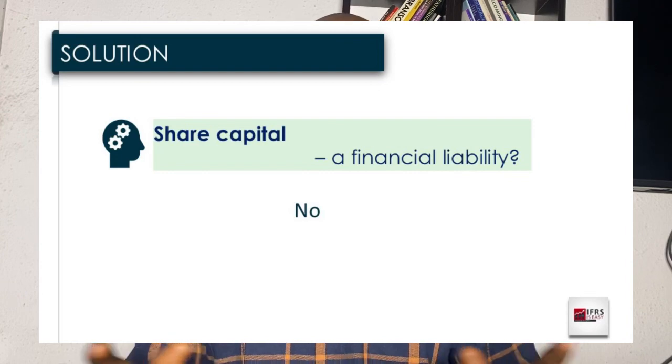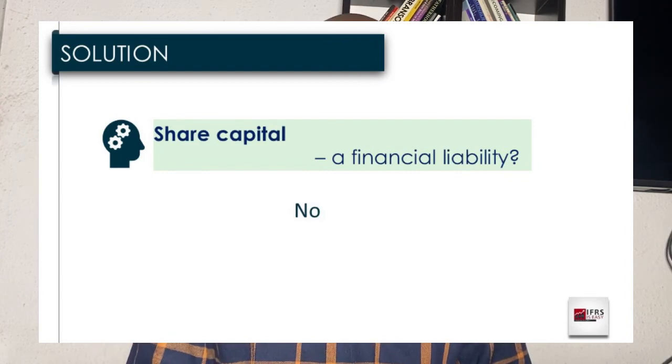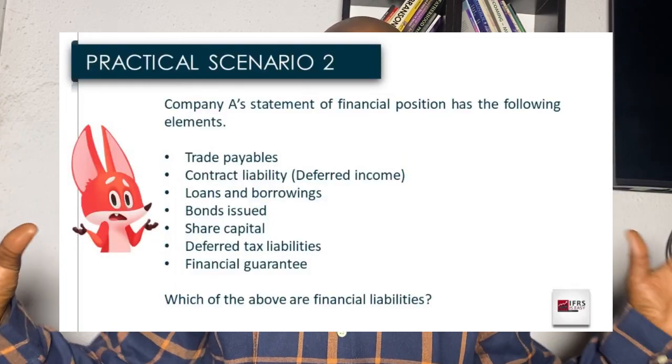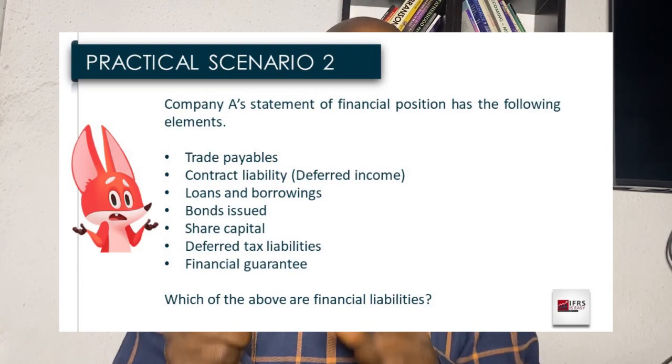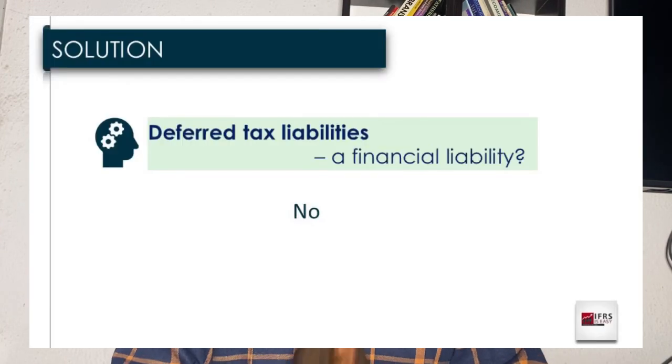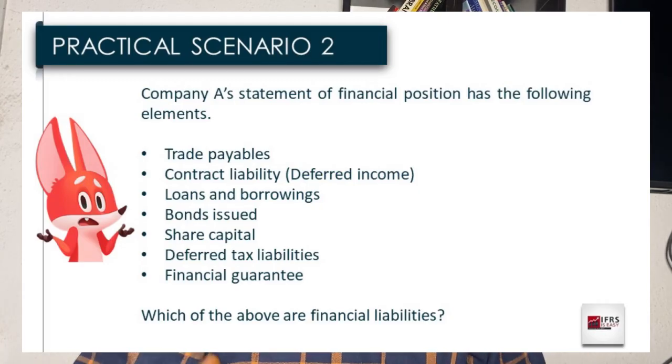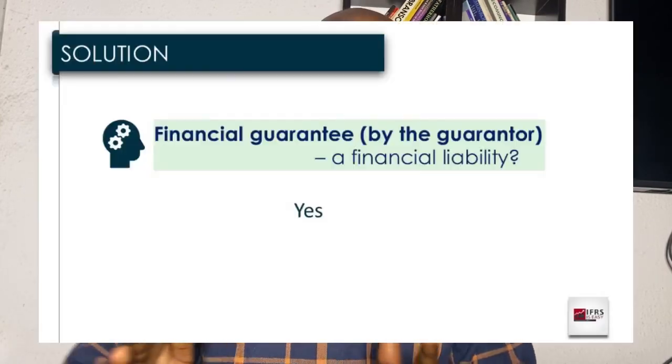So share capital in essence is not a financial liability. Rather, it is equity. Deferred tax liabilities. Deferred tax liabilities generally arise as a result of a statutory obligation. And as a result of that, we do not have a financial liability. A financial guarantee by a guarantor. So in a situation whereby you have guaranteed another entity that if this entity defaults, I will pay on that person's behalf. Now, because what you'll be paying is cash, you have a financial liability in your books.